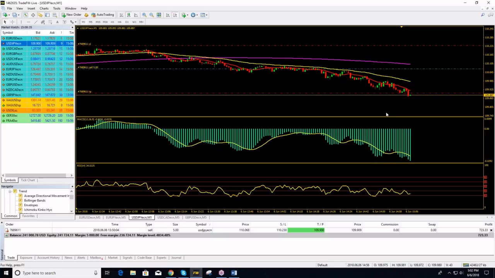Just 1 pip away. 0.8 pips now. 0.3 pips now. We are waiting for this price to write 900. Now is the time. One more drop down. Come on. Okay, here, there it goes.